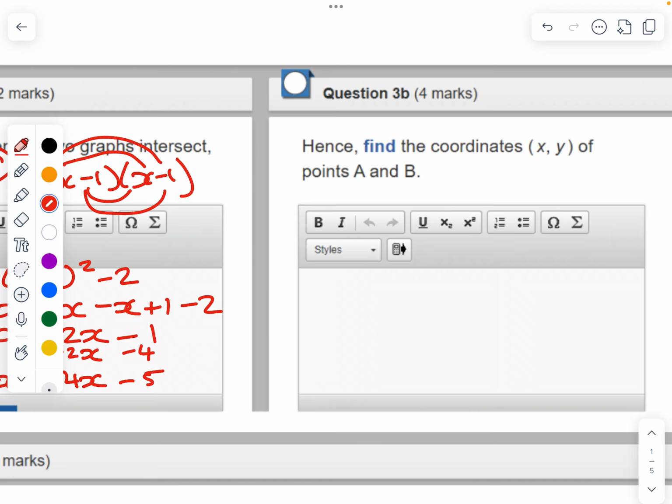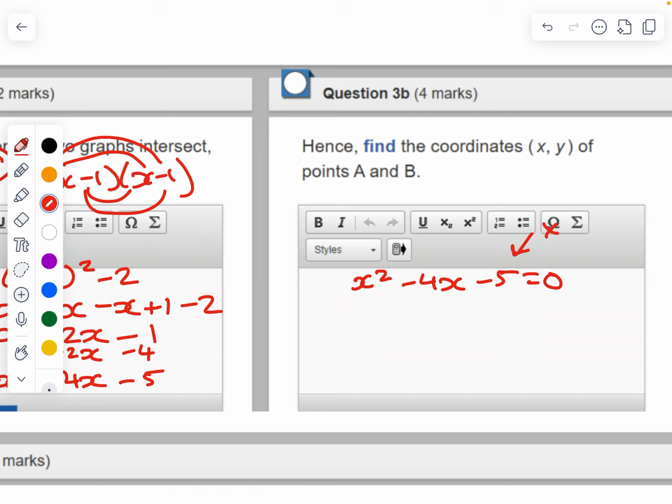Now it's asking me to find the actual points. So I'm going to take that function, which is x squared minus 4x minus 5 equals 0. So I need to solve this quadratic now, okay? There are many ways to solve a quadratic. You could use the formula, you can factorize, you can complete the square. For this question, because I can factorize, I am going to.